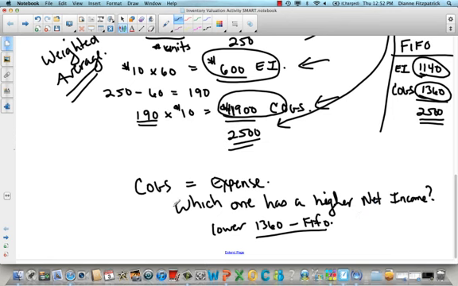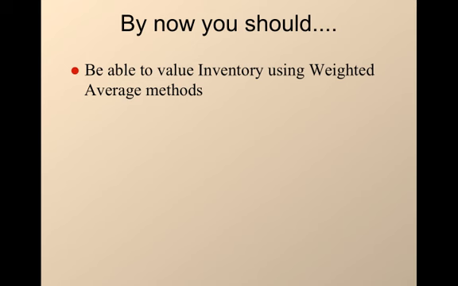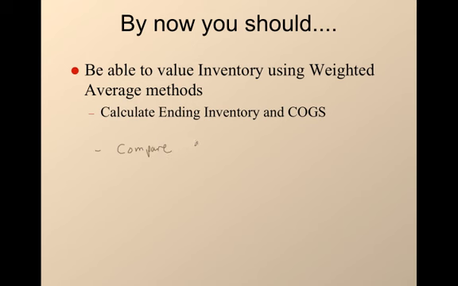Okay? Hope that helped. So by now you should be able to value inventory using the weighted average cost method, and you should be able to calculate ending inventory and cost of goods sold. I would add that you should be able to compare FIFO and weighted average methods so that you can determine which one would net a higher net income and ending inventory. Keep in mind whether the prices are rising. In the example I used, it was a period of rising prices, and FIFO would have a higher net income because its cost of goods sold was lower.